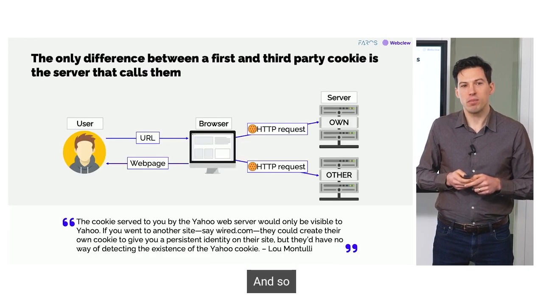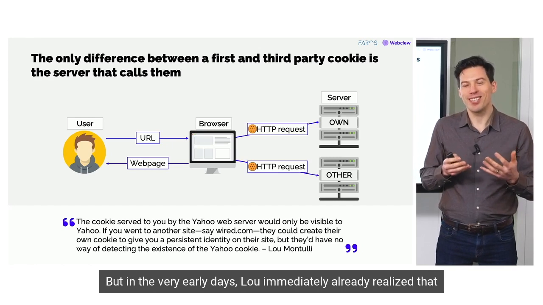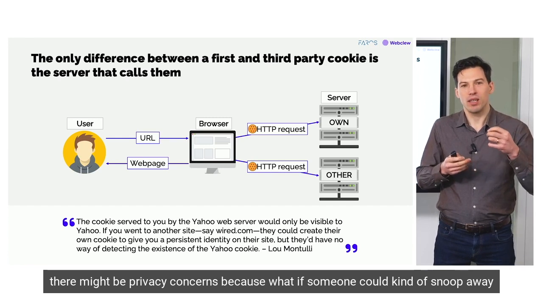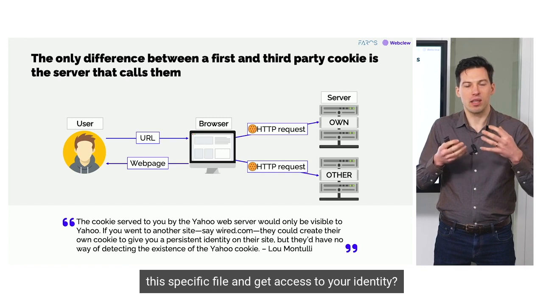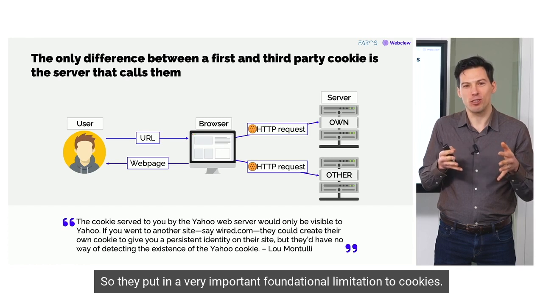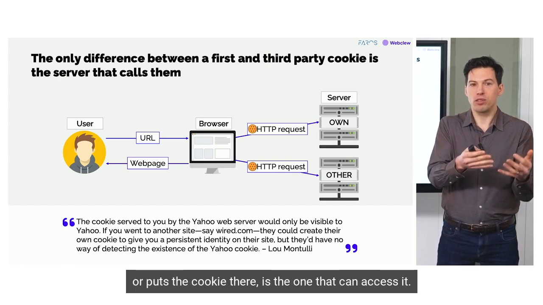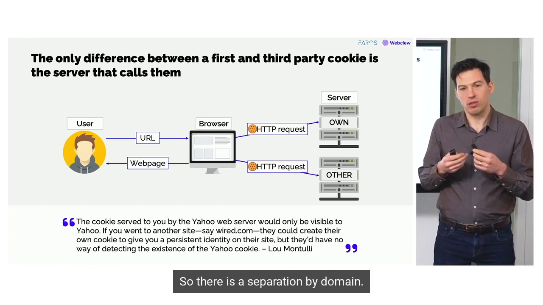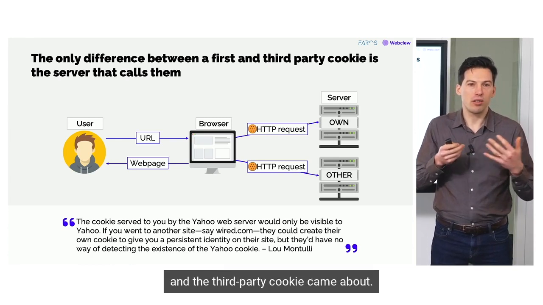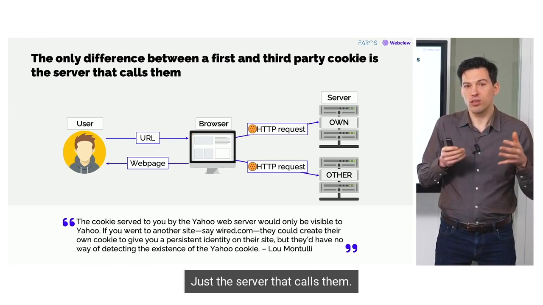And so, all good so far. But in the very early days, Lou immediately realized that there might be privacy concerns. Because what if someone could snoop away this specific file and get access to your identity? So they put in a very important foundational limitation to cookies, namely only the server that writes or puts the cookie there is the one that can access it. So there is a separation by domain. And this is where the distinction between the first and the third-party cookie came about. And that's really also the only distinction, just the server that calls them.